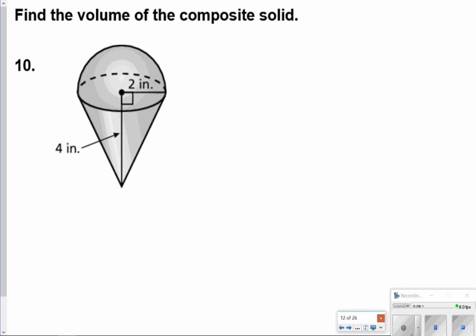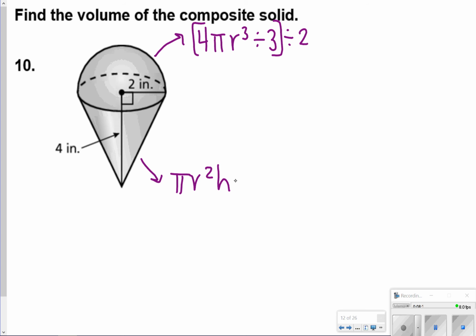For number 10, you're finding the volume of the composite solid. Up here, this is a hemisphere. So you're still using the volume formula of a sphere, 4 pi r cubed divided by 3. But then you have to divide it one more time by 2 because it's half of a sphere. And then this one down here, that's your cone. Remember that one is pi times radius squared times height divided by 3. And that's a normal cone.